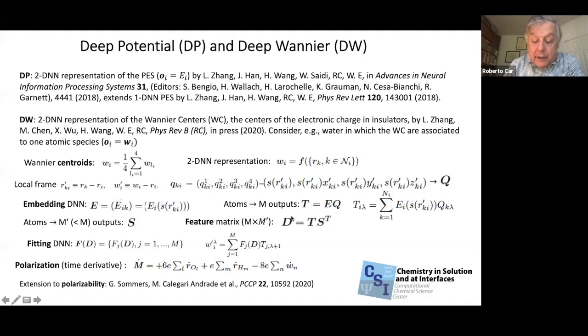Then we have to define a quantity that is invariant with respect to rotation, translation, and permutation. Already T is invariant with respect to translation and permutation. In order to define this quantity, T, that is called the feature matrix and contains the descriptor of the atomic environment, what we do, we take the first M prime columns of the matrix T, and we construct with that a matrix S, and then we define a matrix D by the product of T with the transpose of S. So the matrix D is made by scalar products and is therefore invariant not only with respect to translation and permutation, but also with respect to rotation.